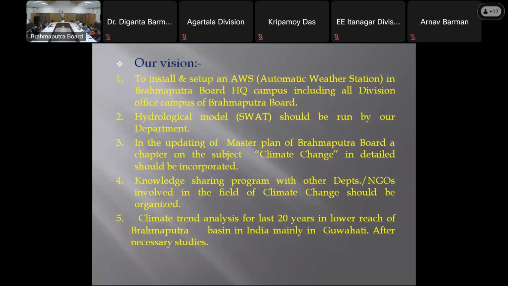Number 3, in the updating of master plan of Brahmaputra Board, a chapter on the climate change, subject to climate change in detail, should be incorporated. Number 4, knowledge sharing program with other departments which are involved in the field of climate change should be organized. And number 5, climate trend analysis for last 20 years in the lower east Brahmaputra, means the Guwahati basin. Mainly Guwahati, in India, mainly after necessary studies. So number 5 के ऊपर आप लोग को ध्यान देना है.